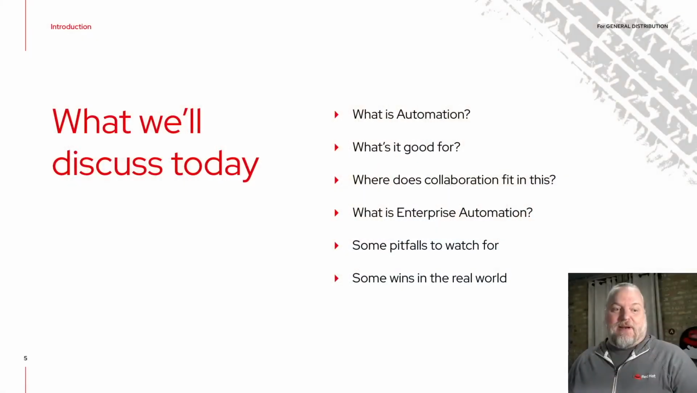As you can see there, I pretty much totally went hook, line, and sinker in with the metaphor, and we'll try to keep with that metaphor as we go through the presentation here. So, let's actually talk a little bit about what we're going to discuss today. So, first of all, we'll talk a little bit about what automation is and what it's good for. We'll talk about where collaboration fits in this whole thing. What is enterprise automation? After all, it's in the title of this presentation. Some pitfalls to watch for as you adopt this enterprise automation thing, and then finally some wins in the real world.